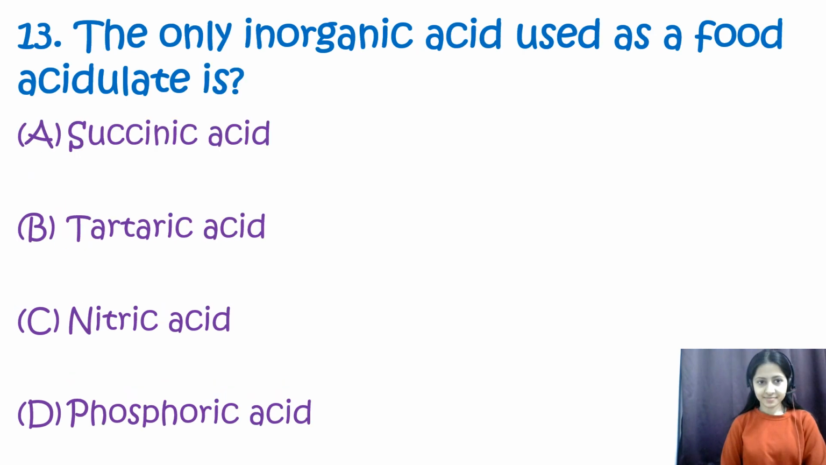Next, question number 13. The only inorganic acid used as a food acidulant is option A succinic acid, option B tartaric acid, option C nitric acid, and option D phosphoric acid. So the correct option is option number D, that is phosphoric acid. This food grade phosphoric acid is a colorless liquid which gives a very strong acid taste in low concentration. So here the correct option is option number D, that is phosphoric acid.